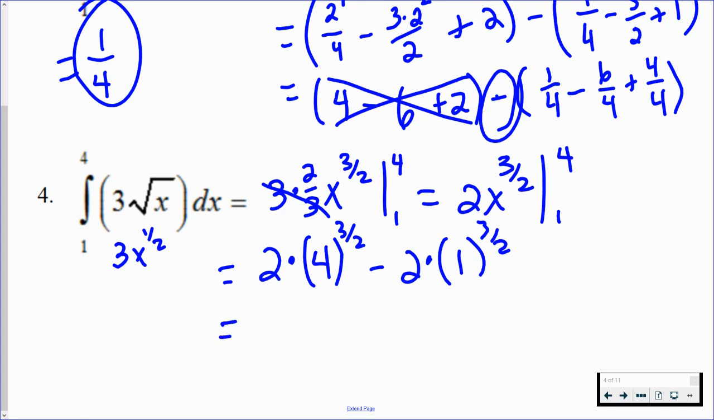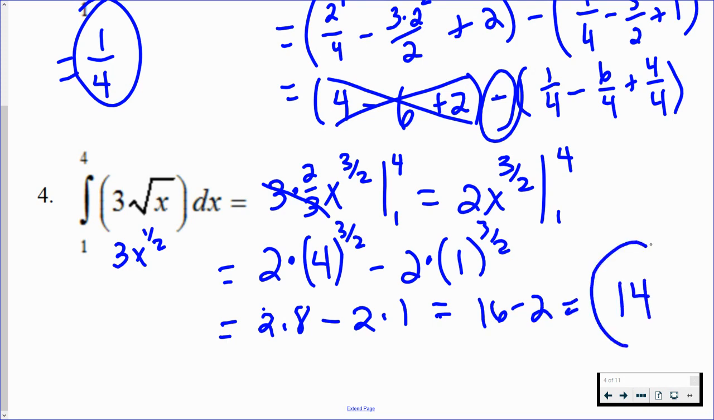Remember, with our fractional exponents, you can do the bottom part first, take the root first. So square root of 4 is 2, and then raise that to the 3rd power gives us 8. We have 2 times 8 minus 2 times 1. 1 to anything is still 1. So we have 16 minus 2, which gives us 14 for this definite integral.